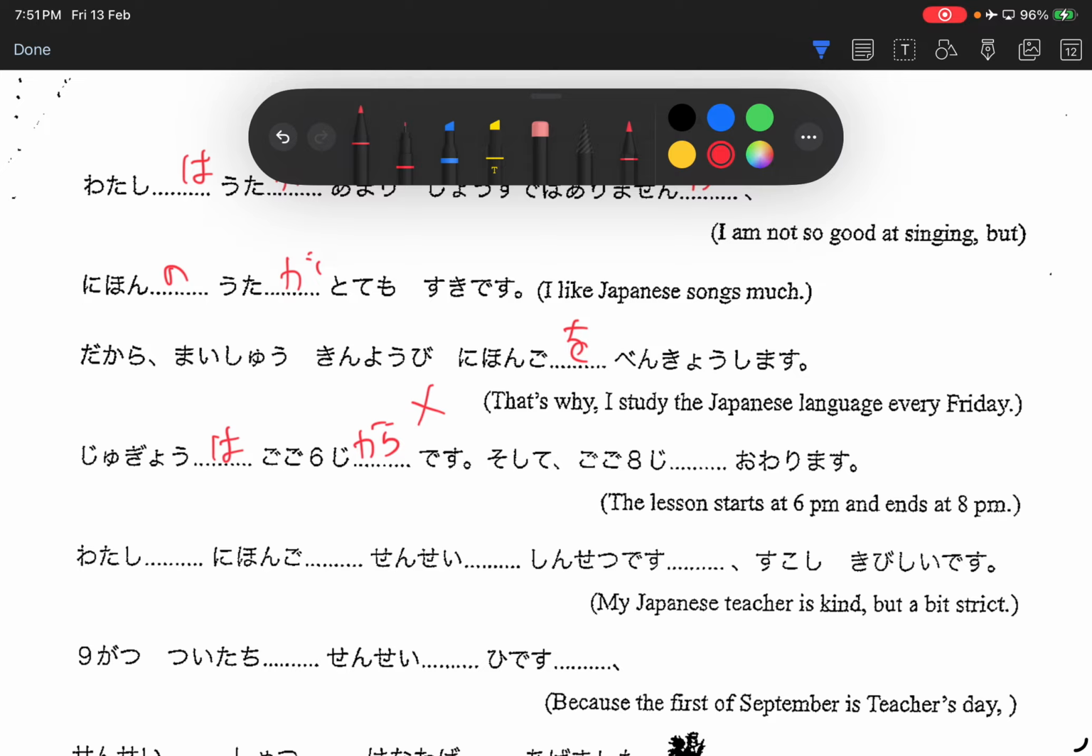Soshite gogo 8-ji ni owarimasu. Very good. So it ends at 8 o'clock. There's a verb which means to end or to finish, so that's why we use ni. Instead of saying gogo 8-ji made owarimasu, which means it ends until 8, meaning it keeps ending every minute, then until 8, finally no more. So made is not the best one to put here. Ni is correct. I was just explaining why made cannot be used.